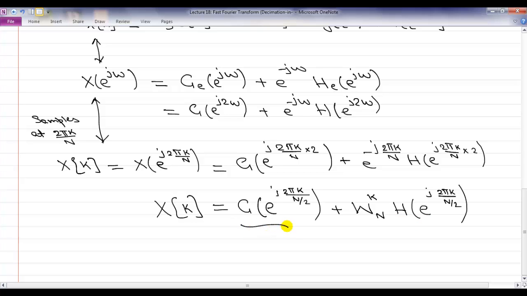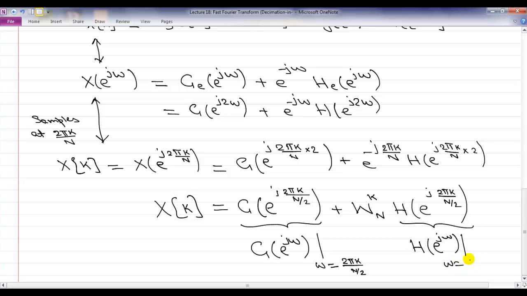Now let's look at this. What is this? This is just saying that you sample the Fourier transform of g n at omega equals 2 pi k over n by 2. So you are sampling the Fourier transform of this g at 2 pi k over n by 2. Similarly, this is simply saying you are sampling the DTFT of h at omega equals 2 pi k over n by 2.